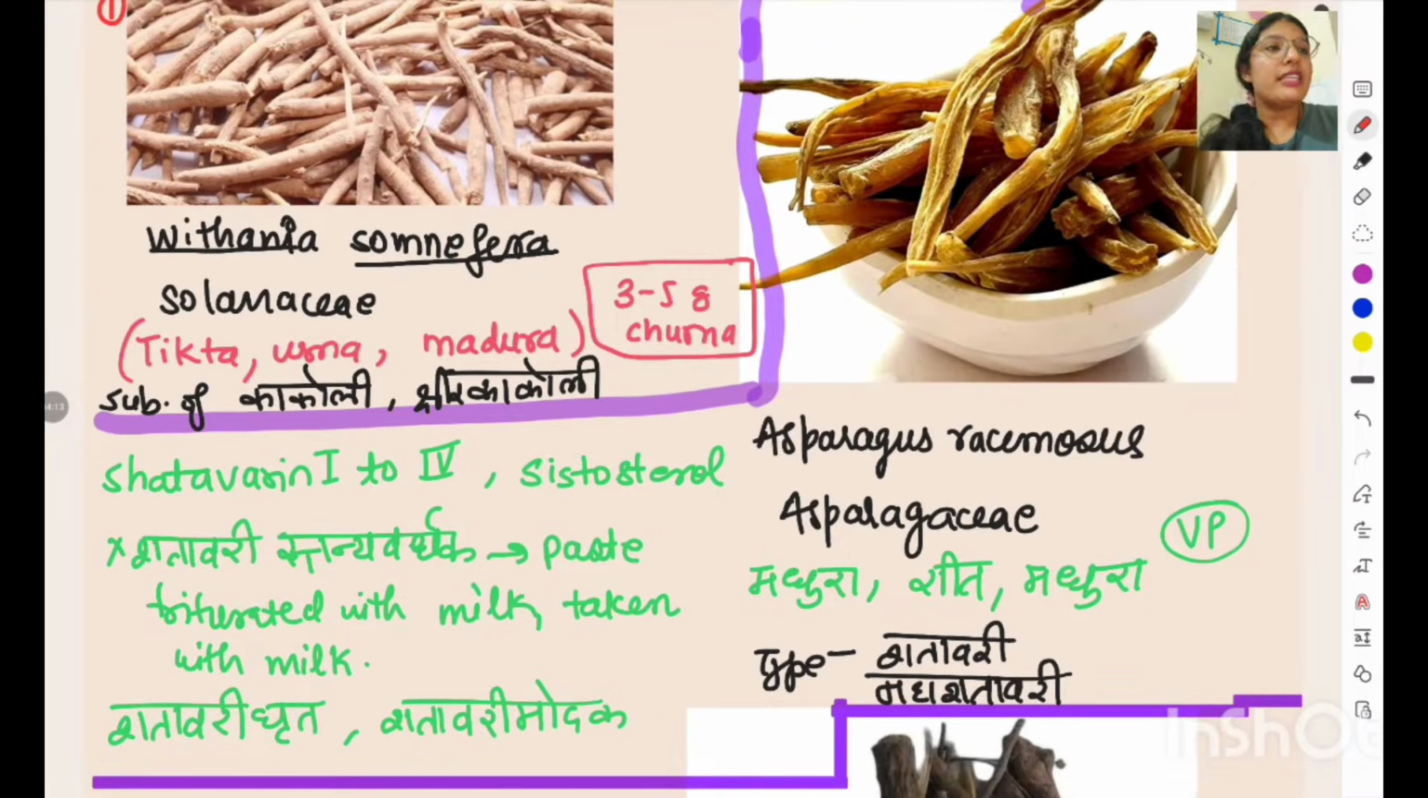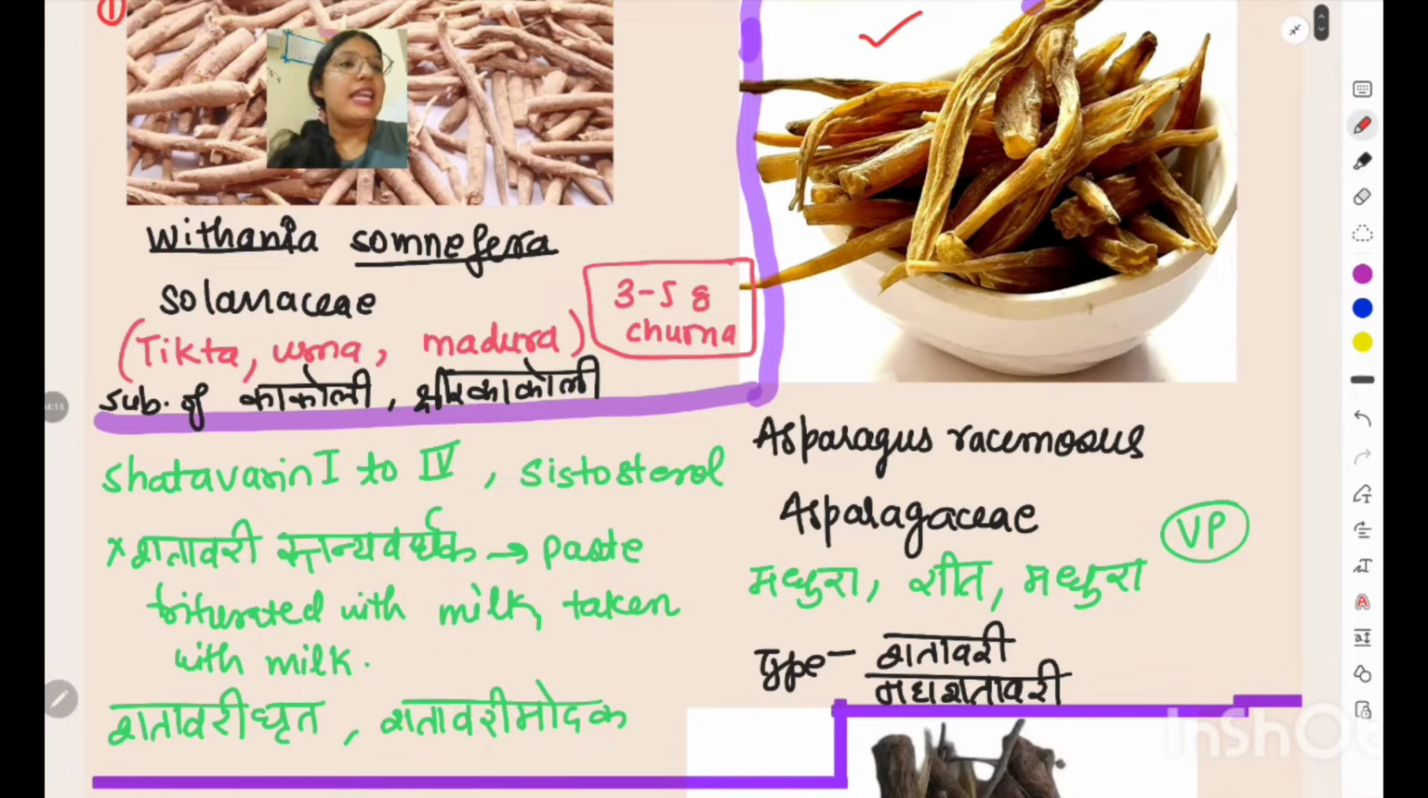The second important drug is Shatavari root. As you can see, these two may be confusing for all of you. So if you have sample pictures, you can continuously watch and study their Grahya Lakshana so that you can easily identify them. Its name is Asparagus racemosus, family Asparagaceae, and it has Madhura Rasa, Shita Virya, Madhura Vipaka, and it is a Vata and Pitta shamak drug.